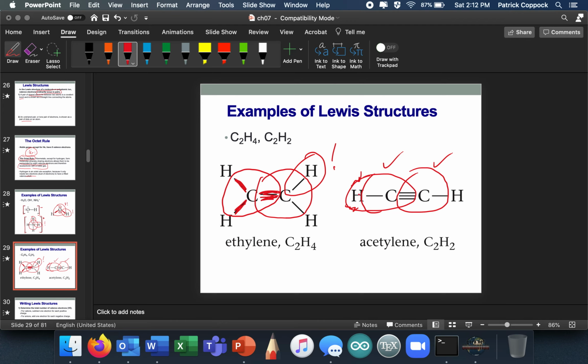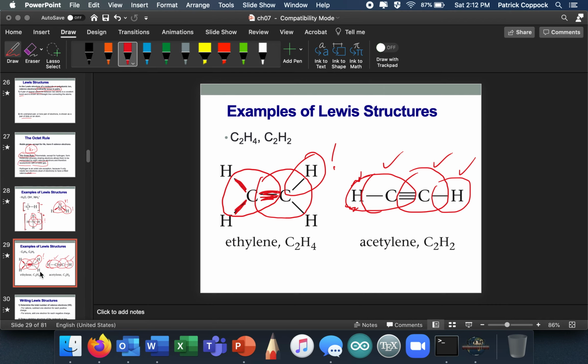Right? Important not to misdraw those circles if you're counting, right? 2 in its outer shell, that's good. So acetylene also has all of its octets filled.